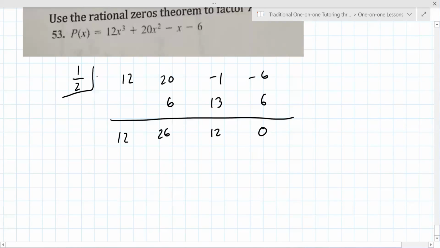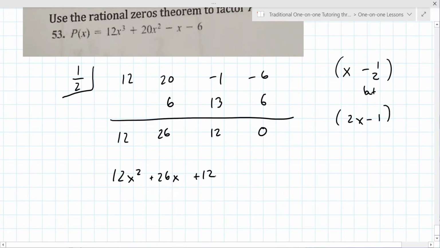So that means that this is a 0, and you might think, oh, it's x minus 1/2, but it ends up being 2x minus 1 as the preference. So that's a side thing. Now here's what we got left. This is 12x squared plus 26x plus 12, and definitely don't like this form. So we're gonna bring a 2 out. So it's 2 times 6x squared plus 13x plus 6.